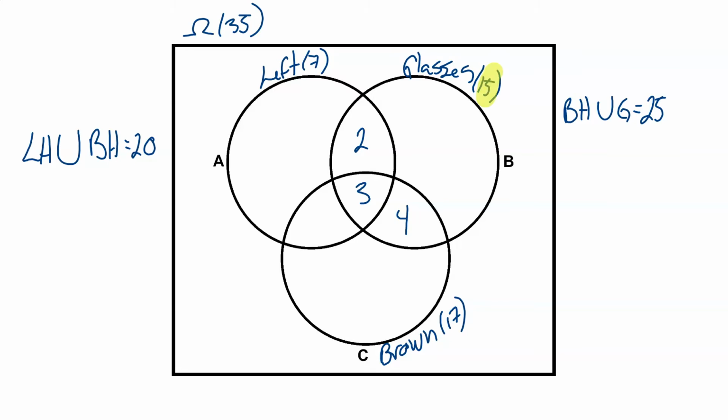Now we can go ahead and fill in the rest of the table. Our total number of glasses people has to come up to 15. Right now we've got 2 and 3 is 5, plus 4 is 9. So we'll need to add an additional 6 people into that space.